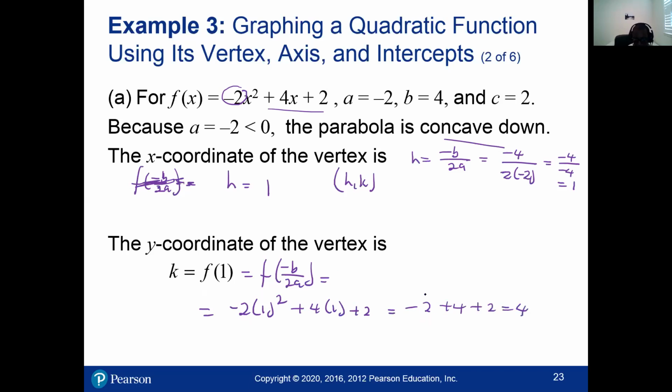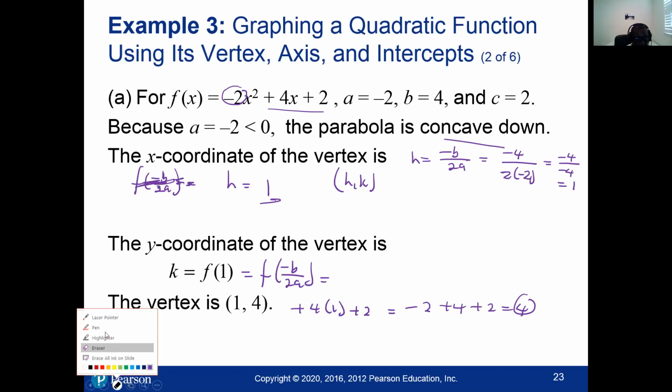So therefore, what is your vertex? The vertex is going to have the coordinates 1, which is from the h, and then this 4. So we have that. The vertex is equal to that. Now, let us continue.